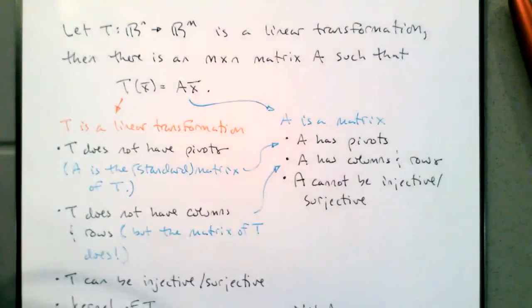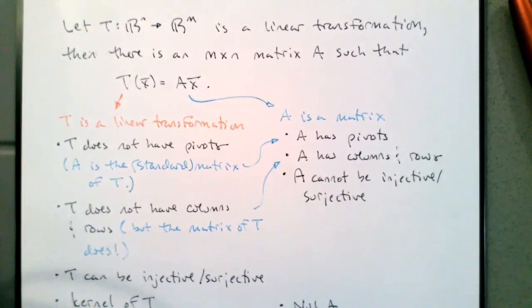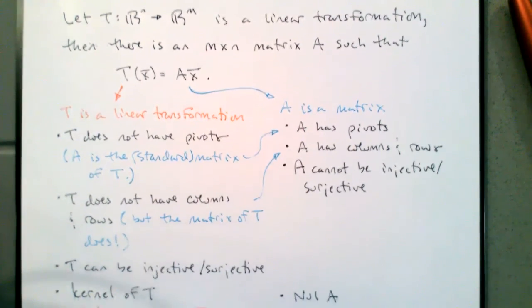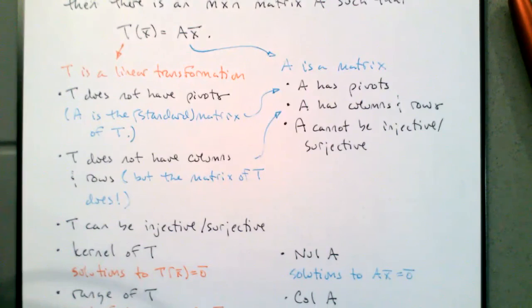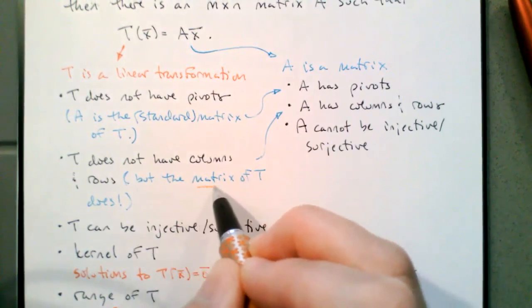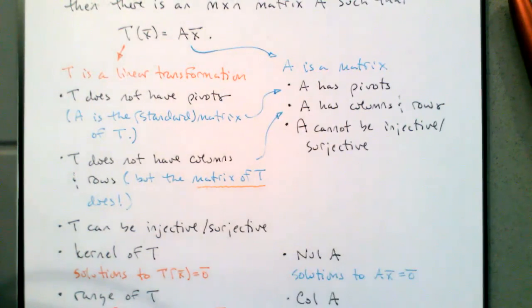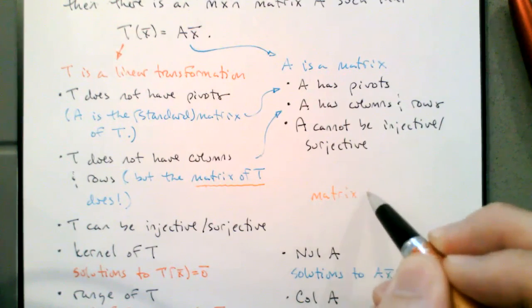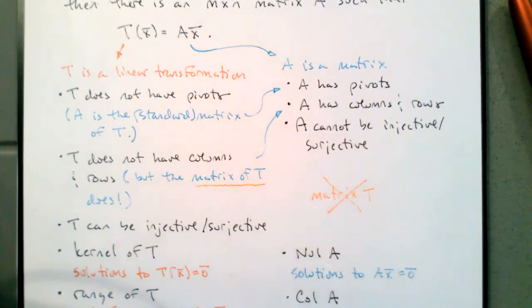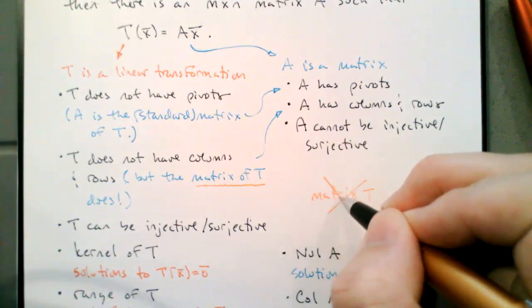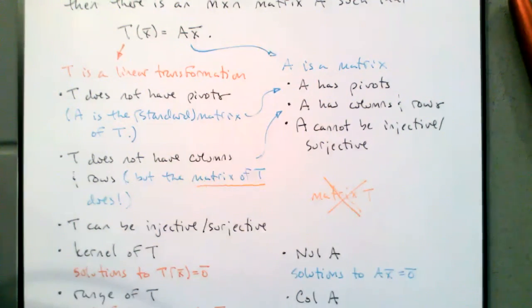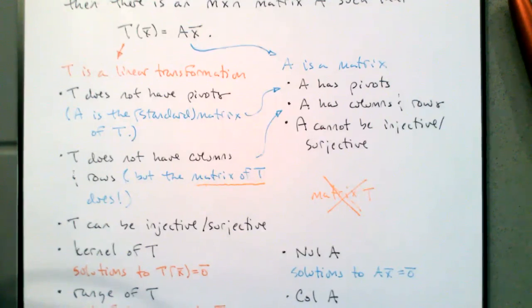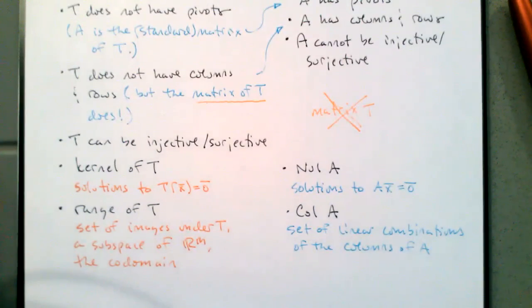So those are some words that go with transformations versus words that go with the matrix of the transformation. That's the most problematic in the class: the matrix of T versus the matrix T. Right, let's pause the video here and see what other questions we might have.